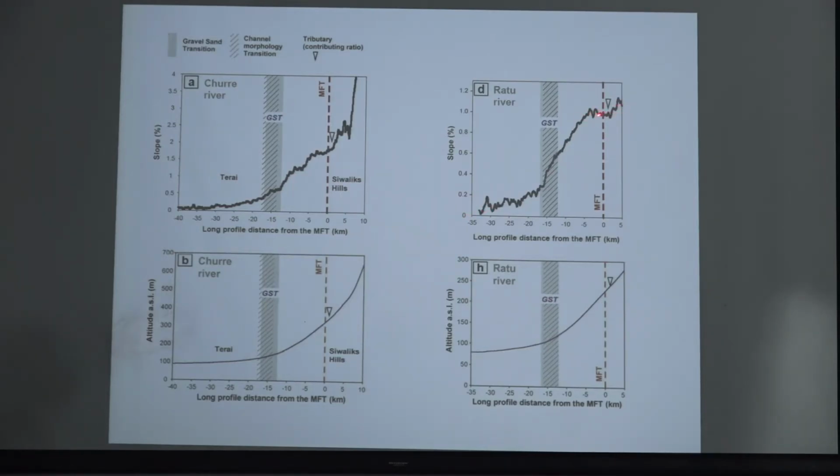We leave the mountain front, and then there is a drop in channel slope, a significant drop after the gravel-sand transition, and again a decrease. What does it indicate? It just indicates that you get some sedimentation and selective transport.